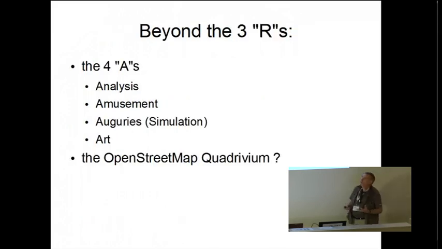We can think of other kinds of activities, and the one I'm going to talk about is analysis. And again, for reasons of being able to talk about the 4 A's and keep this analogy with the medieval quadrivium, I've said analysis, amusement, which is using OpenStreetMap data to build games, auguries, simulation. So can you use OpenStreetMap to model scenarios, and lastly, art. I'm not going to talk about the others, but these have very different characteristics in how the data might be consumed.